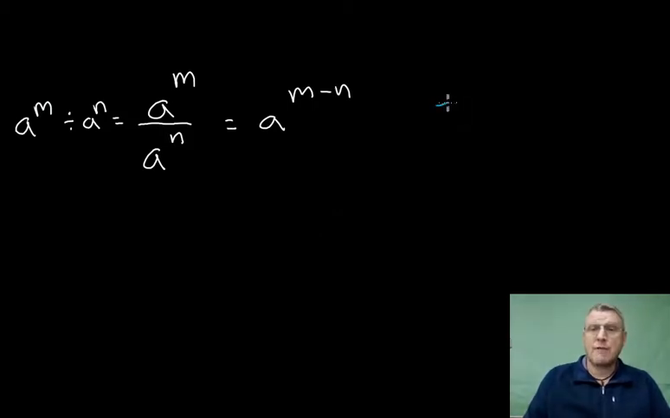I can have 5 to like the 25th power. Now that's a pretty big number. Then I want to divide it by 5 to the 7th power. I mean, it's going to take a long time to write out 25 5s. So I just simply go 5, and then I do 25 minus 7. So that is equivalent to 5 to the 18th power.